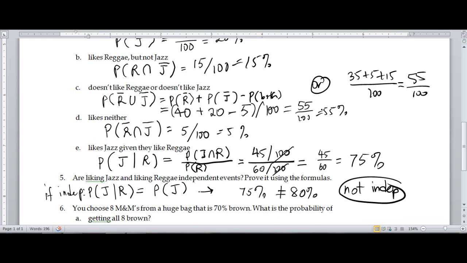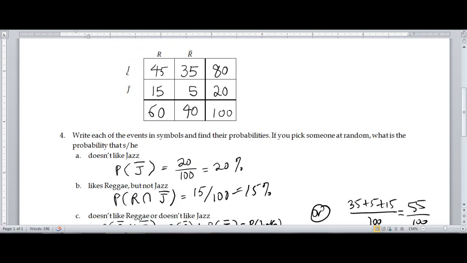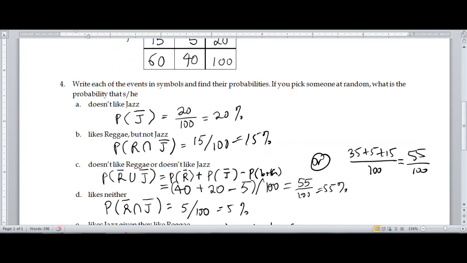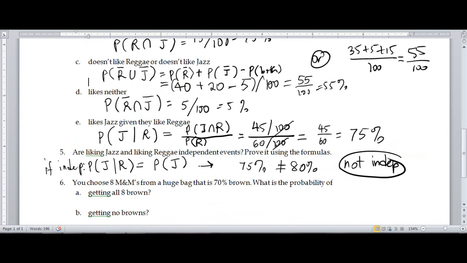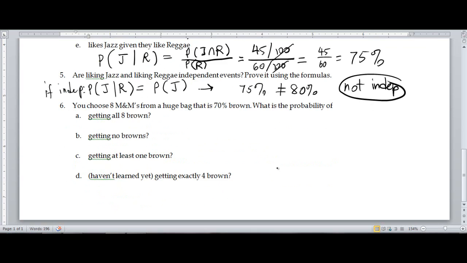Again, that's from the formulas. Probability of liking jazz given reggae is 75%. What's the probability of jazz? From here you can see that's 80%. If they were equal to each other, we would say yes, they're independent. But since they're not equal to each other, they're not independent. So there is some dependency between liking jazz and liking reggae for this example. Maybe because of the beat of the music or the instruments or whatever. Alright, last problem, let's look at this.